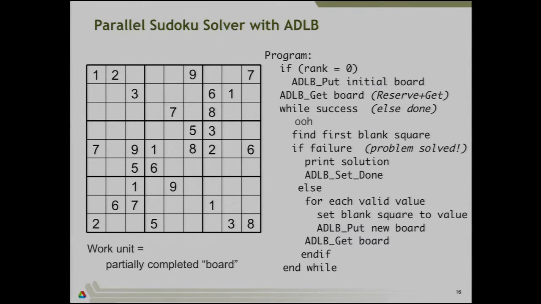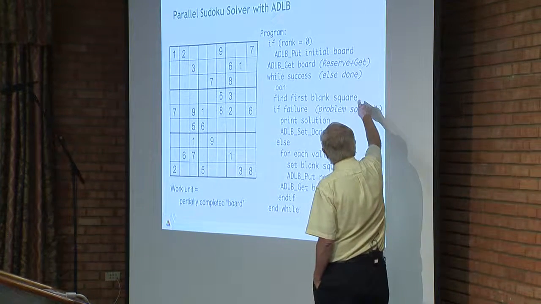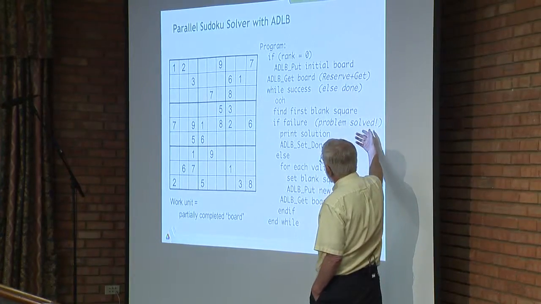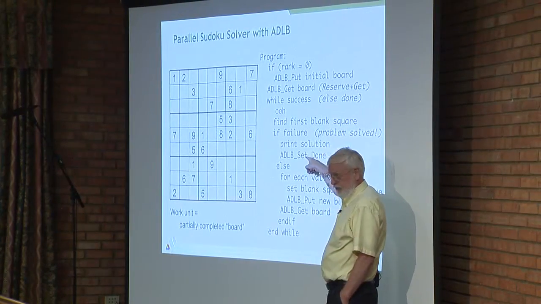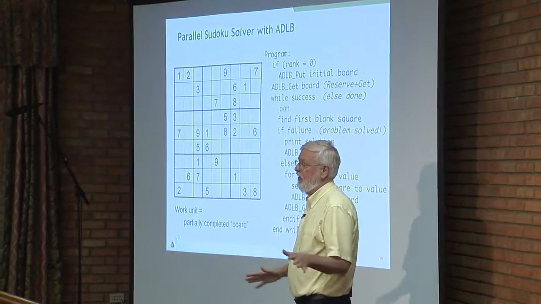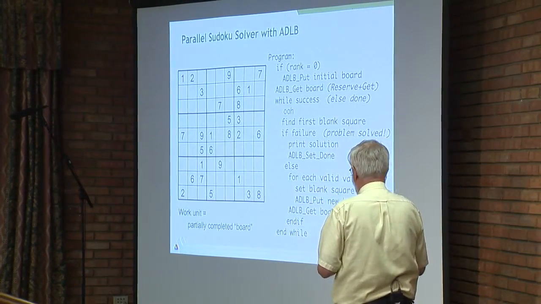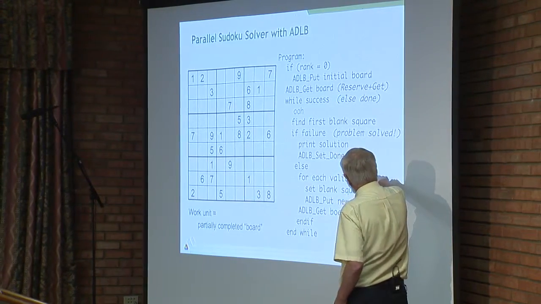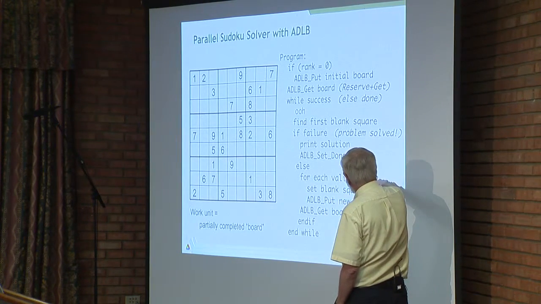There's both a blocking and a non-blocking reserve; I'll use the blocking one here. Then everybody has this while loop. If there wasn't a work unit, then we're all done. I'll come back to this spot; this OOH means optional optimization, so let's skip that for the time being. We find the first blank square. If there isn't one, then we're done, so we print the solution and do a set done, which spreads the information to all the other processes that it's time to quit. Otherwise, we check each valid value that could conceivably go in there.